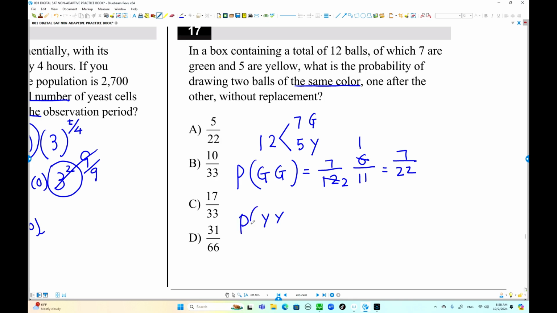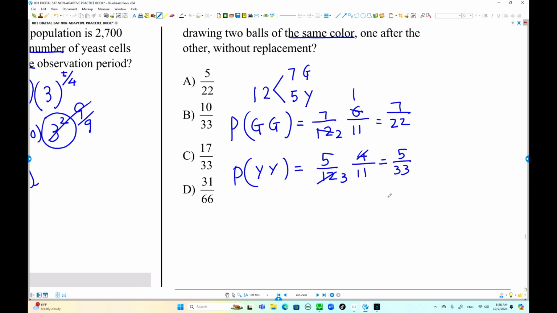Second one is probability of yellow, yellow. Yellow is 5 out of 12. That's the first probability. Second one is by 11, but yellow is now 4 over here, right? When you cross simplify, 5 over 33.